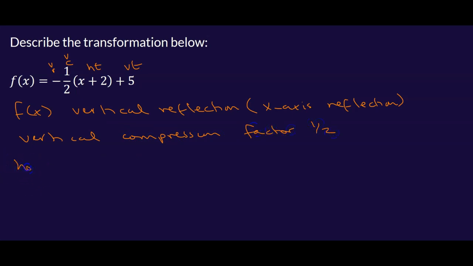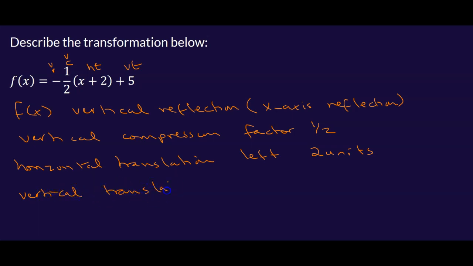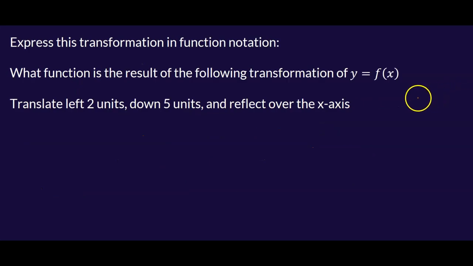Then we have a horizontal translation, left 2 units. And we finally have a vertical translation, up 5 units. So now that we have been able to describe these transformations, we'll go ahead and get the description and then come up with the function.